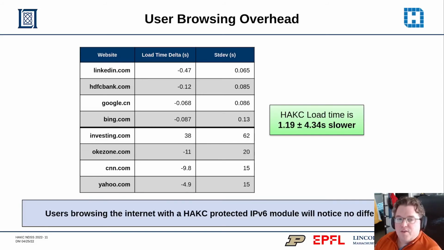The table lists the 5 websites with the highest and lowest standard deviations. Notice investing.com is a significant outlier in both load time delta and standard deviation. For that reason, we did not include it in our average load time measurement.